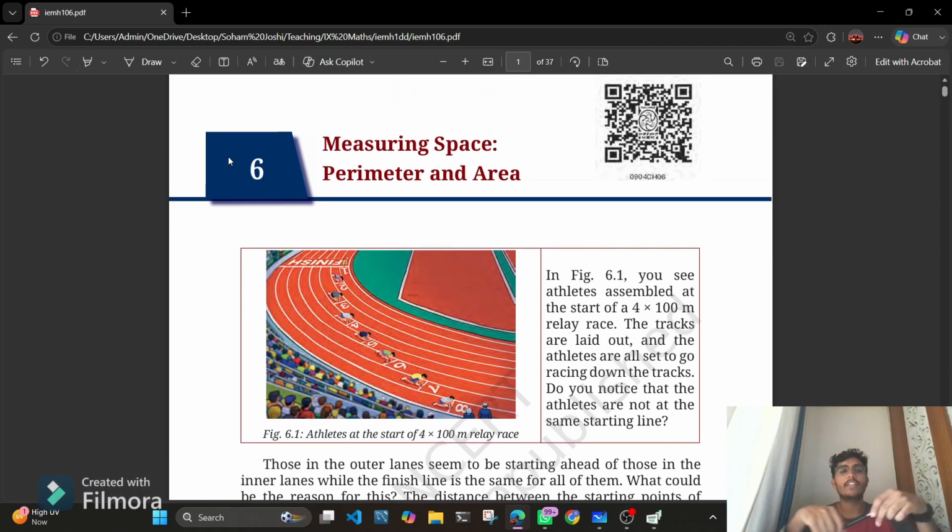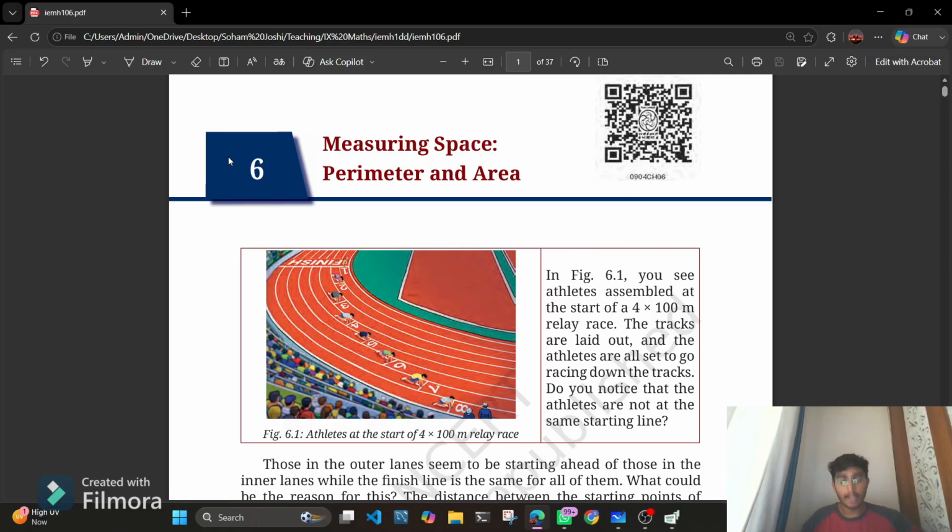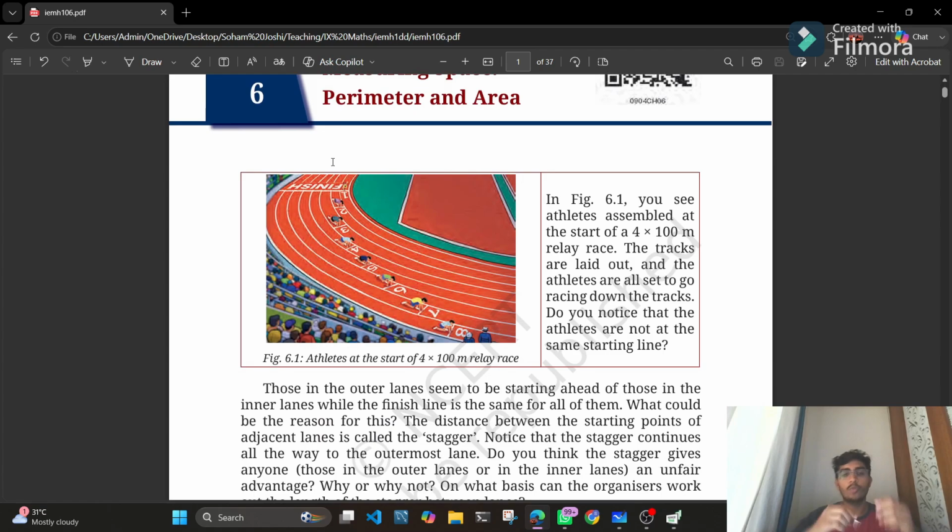So today we'll be starting with chapter 6 of class 9 mathematics, that is measuring space, perimeter and area. In the last video, we learned about our chapter on circles. We have studied all the concepts and theorems regarding circles. So today we will be starting with our chapter, measuring space, perimeter and area.